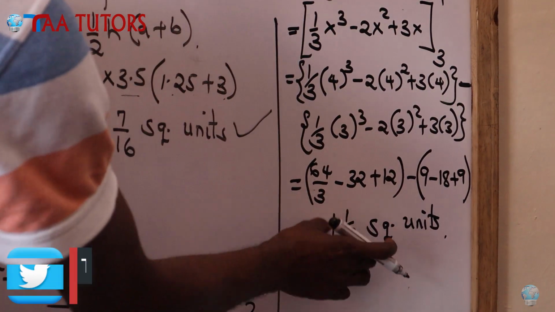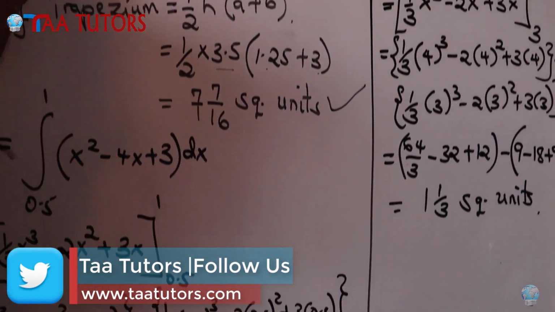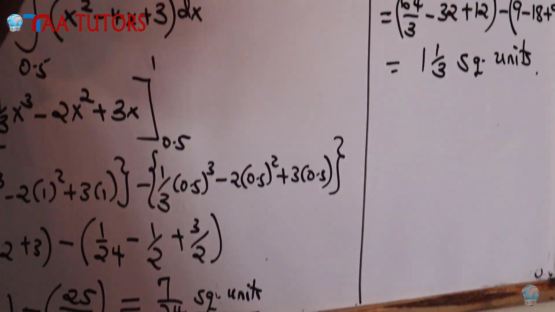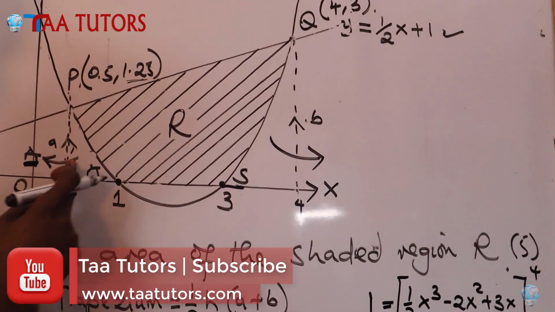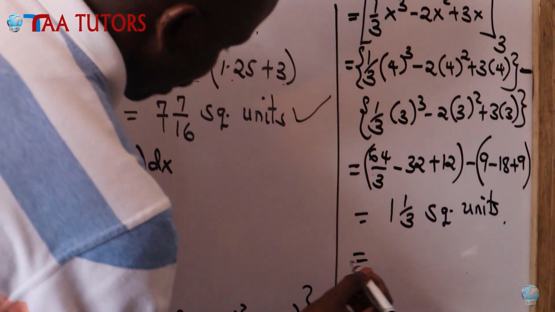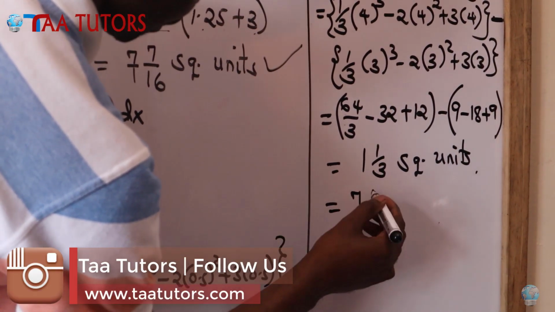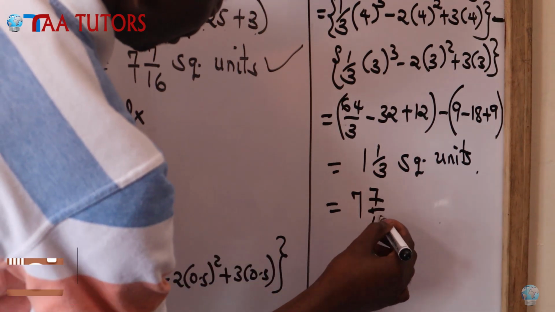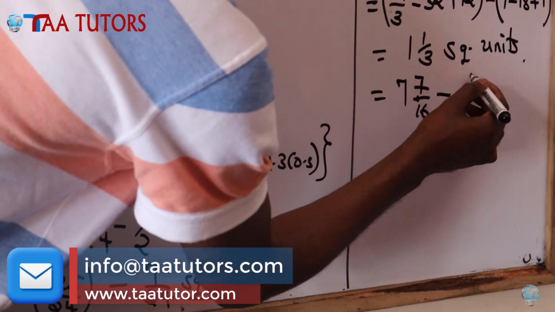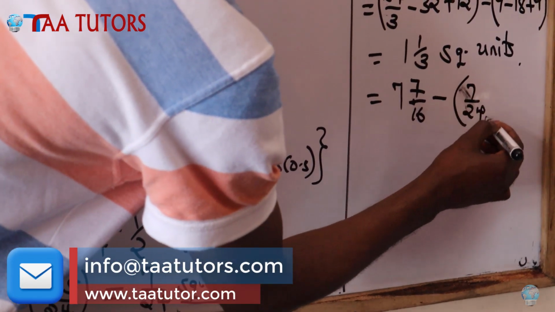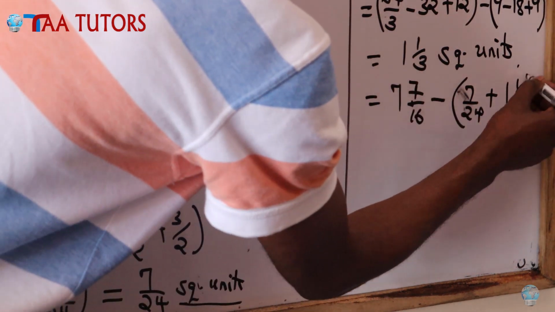Now we have got the area of this part here. Now we said that we need to get the area of this R, and the area of this R is the area of the trapezium that we had here, minus this area minus that area. So I'll say the area here is 7 and 7 over 16 minus 7 over 24 and minus also 1 and a third.